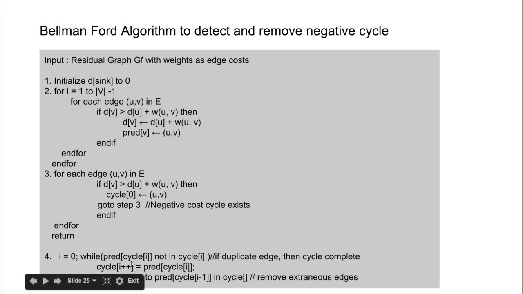We need to remove all the extraneous edges which are not part of the cycle. So for that we use these two arrays, one is pred and the other is cycle. We start with the edge which caused the problem. We follow the predecessor edges till we find an edge which is a duplicate in the cycle array. Then we start with the first instance of this duplicate edge. All the edges which follow this edge are part of the cycle. The ones prior to them are the extraneous edges, and we remove them and return only those edges which form the cycle.